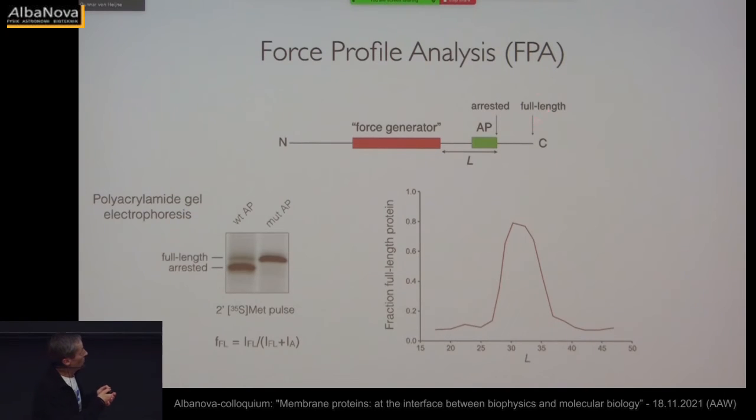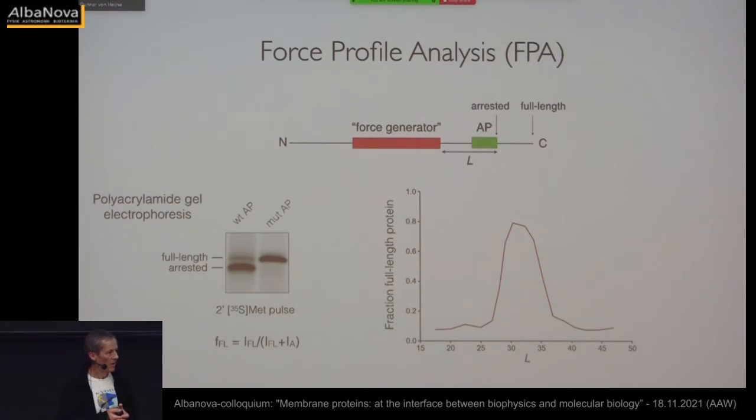So now we can make a whole series of constructs where all we change is the separation, the linker between the force generator and the arrest peptide. And for each one, we do this measurement, and then we just plot the fraction full-length protein, that is how much is in the upper band, as a function of the separation, right? And if this were a transmembrane segment, what we'd expect to see is that for some linker length, we would see a strong increase in the fraction full-length protein, and then it would die away as the hydrophobic segment has already inserted, right? So this would give us a graphic image of the integration of the hydrophobic segment into the membrane. That's the idea. So we don't need optical tweezers.